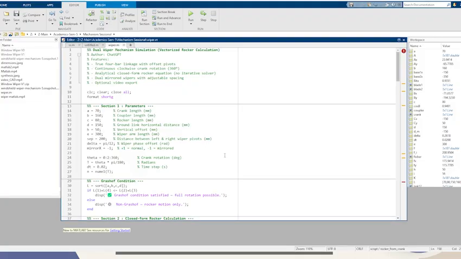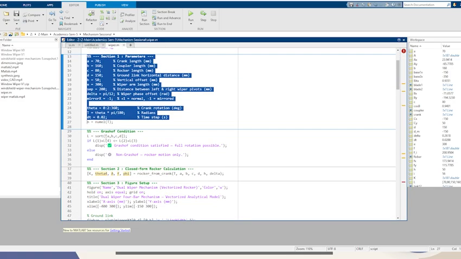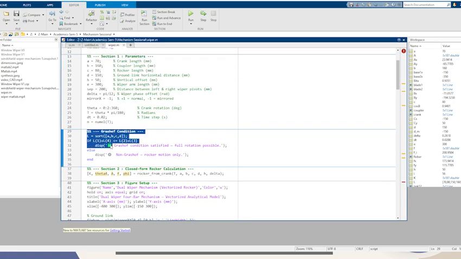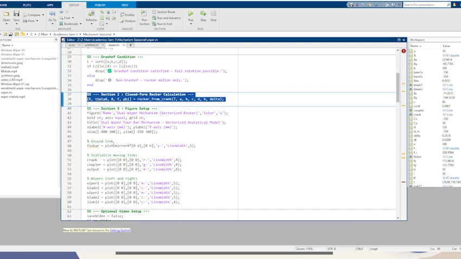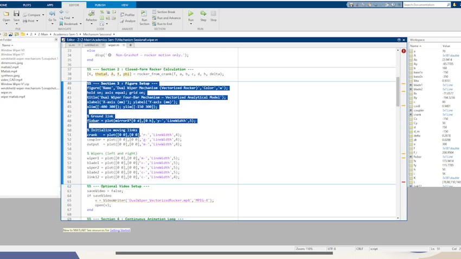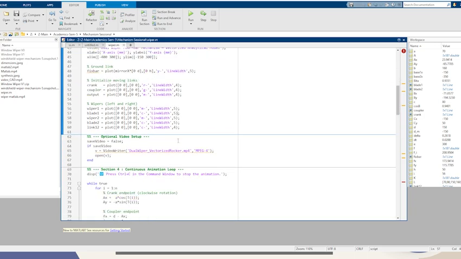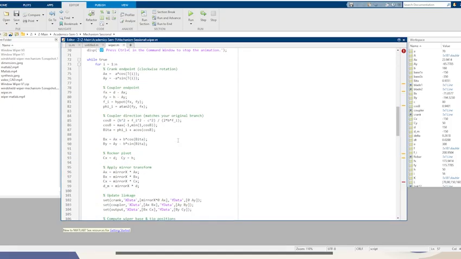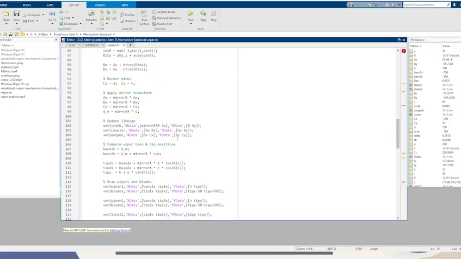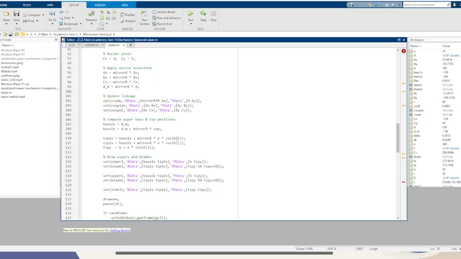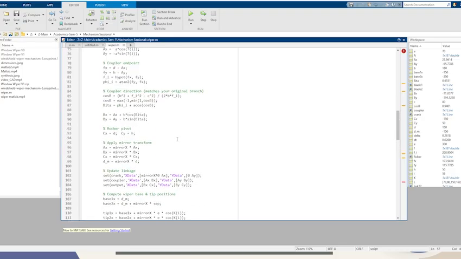Here are the parameters we defined for the wiper mechanism. We check the Grashof condition to ensure that the crank will rotate through 360 degrees. Now, in section 2, closed form rocker calculation, we calculate for different orientations of the crank the corresponding rocker position and orientation of the wiper tip. The rocker angle theta 4 and the wiper orientation K are computed analytically using geometric relationships.